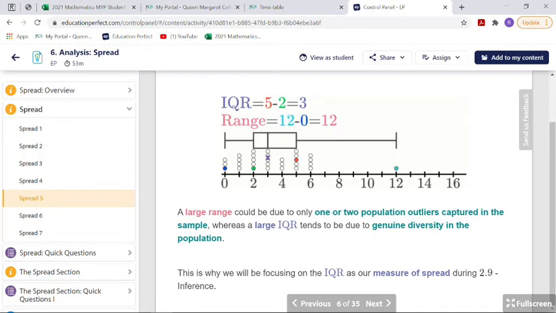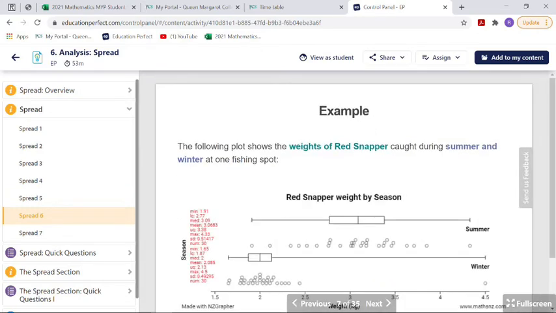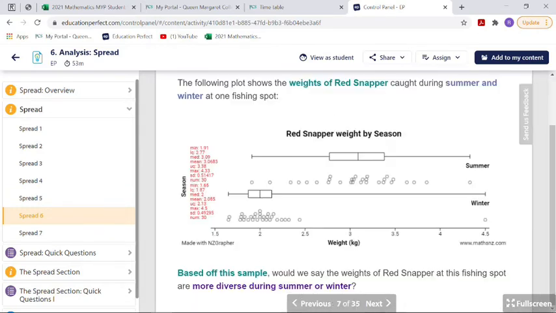Okay? But again, mentioning the range is a good thing as well. Okay? But we're going to focus on IQR. So you never have to mention range if you don't want to, but the interquartile range you must. So here we go. We have 2 sets of data. It says the following shows the weights of red snapper caught during the summer and winter. So you're comparing the weights of them during summer and winter.